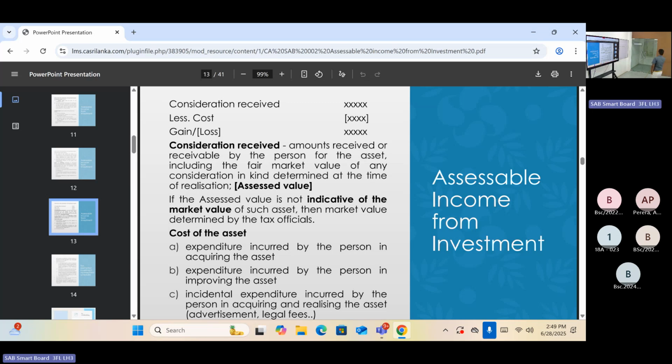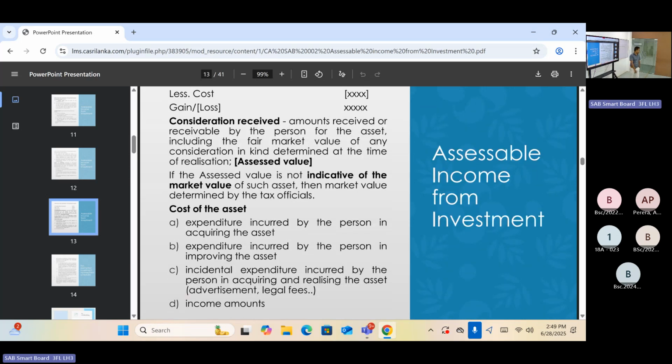Anyway, any asset which is acquired prior to 30th September 2017, we can take the market value as of this day as the cost of the asset. So on that day it is the cost. Subsequent disposal minus that cost, it is subject to that. Remember this type of expenditure we can deduct.